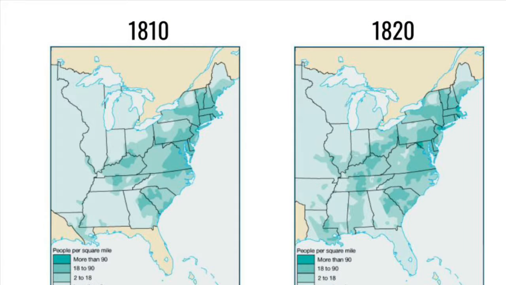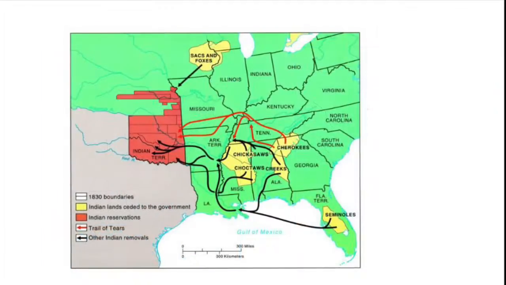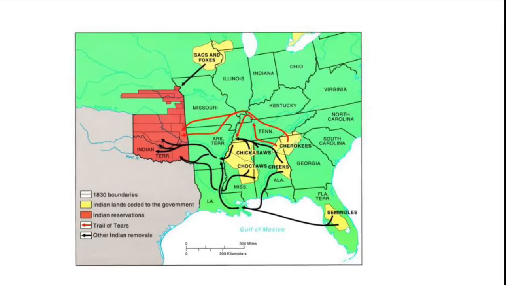During the early 1800s, Americans started looking west for new lands. These maps display how the densities changed in only a decade. In 1810, almost no one was living in the Alabama and Mississippi area. In 1820, there was already a good amount of people in those areas. Unfortunately, living in those areas were the Native Americans.